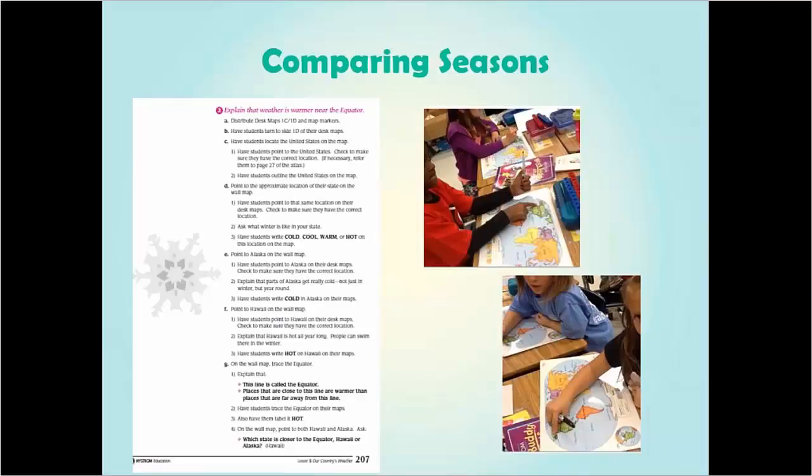Finally, we found the equator, and they took their pens and drew a line all the way across their map to show where the equator is. This led to the discussion of the fact that when you live close to the equator, your weather is going to be mostly warm and hot. When you live far away from the equator, your weather is going to be cold, like in Alaska.